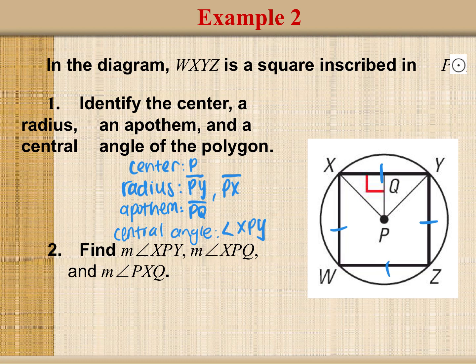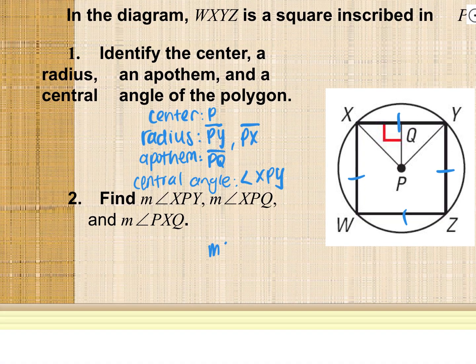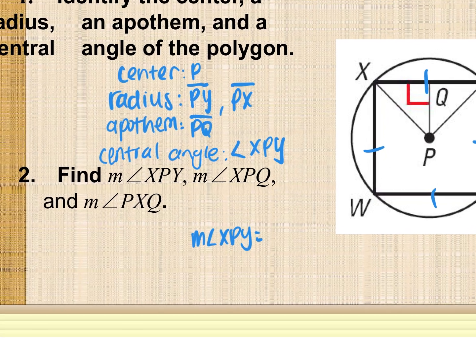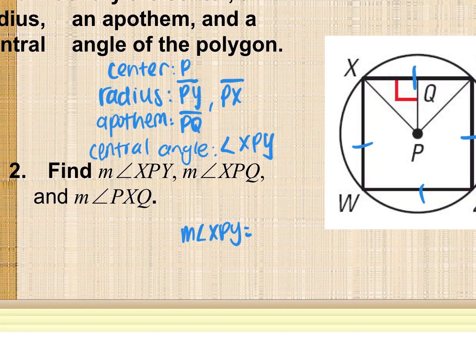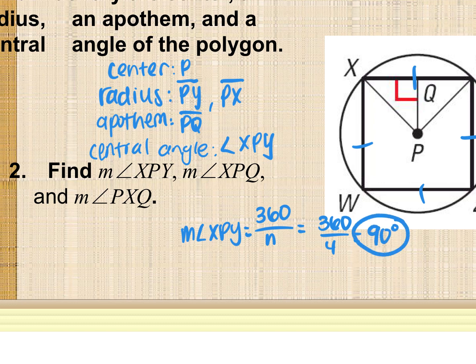Cool beans. All right. Next, we have to find the actual measure of each one. So we need to find the measure of XPY. So let's list it out. The measure of XPY. That was our central angle. Do you guys agree? And our formula for finding the measure of a central angle is what? 360 divided by the number of sides n. In this case, the number of sides is 4. Very good. So we're going to do 360 divided by 4. What's the measure of our central angle? 90 degrees.